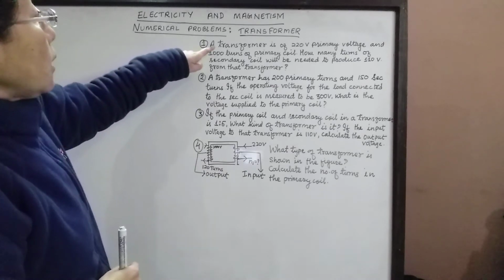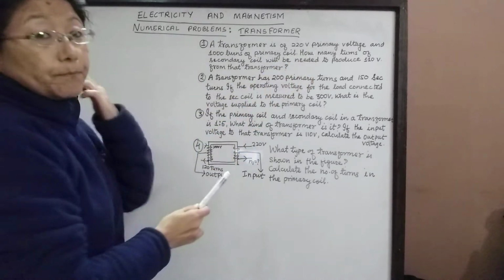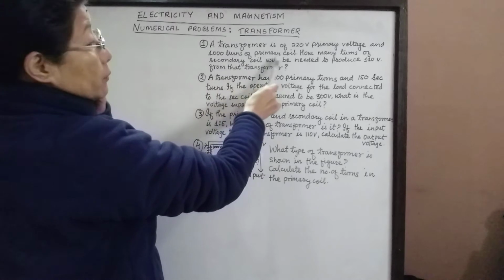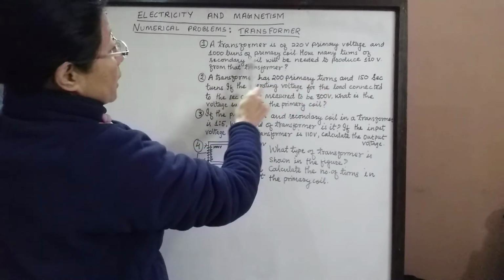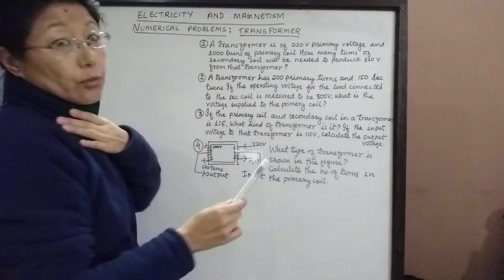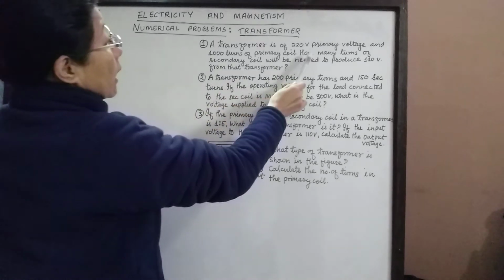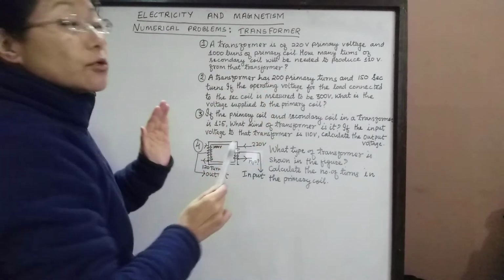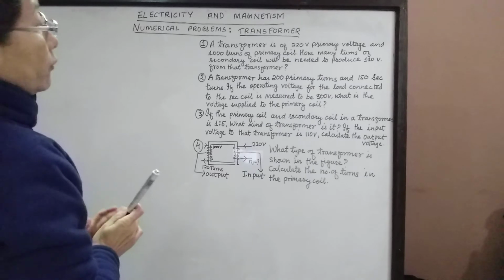Number one, a transformer is 220 volt primary voltage. Primary voltage 220 volt, 1000 turns of primary coil, number of turns in the primary coil 1000. How many turns of secondary coil will be needed to produce 110 volt from that transformer? So question is asking to find out number of turns in the secondary coil. So this you need to understand. Read the question very carefully before you start doing.